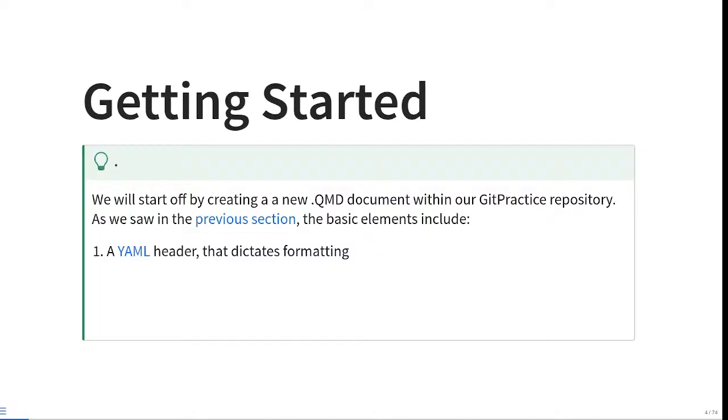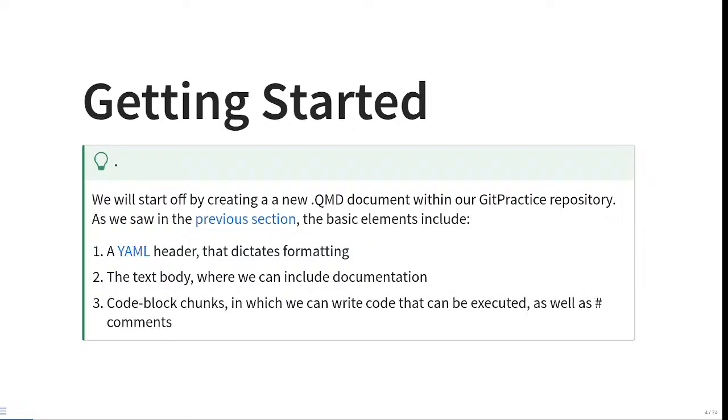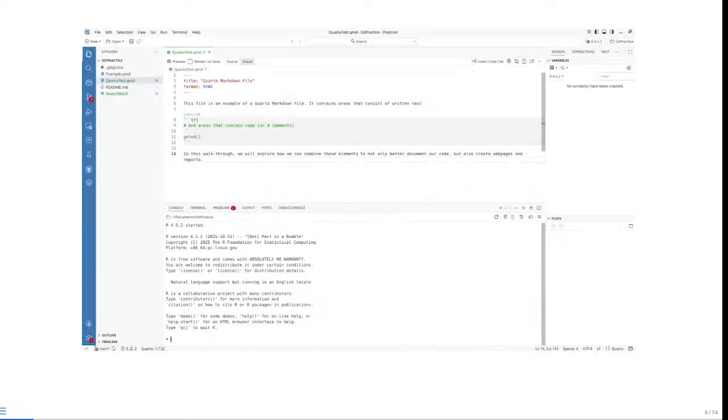The main elements that we need are a YAML header, which dictates the formatting. Basically, do we want this as a PDF? Do we want this as a Word doc, etc.? Then within the actual Quarto document itself, anything that's not within a code chunk becomes the text, which we can use for documentation. And then finally, we have code block chunks, where we can write code that's then executed, as well as include comments within those blocks.